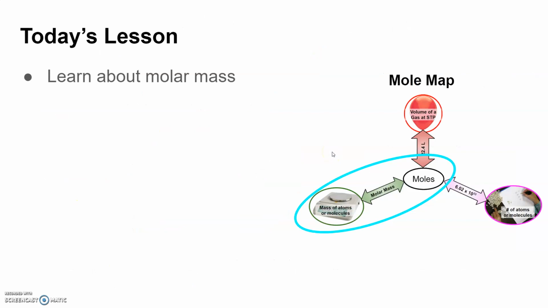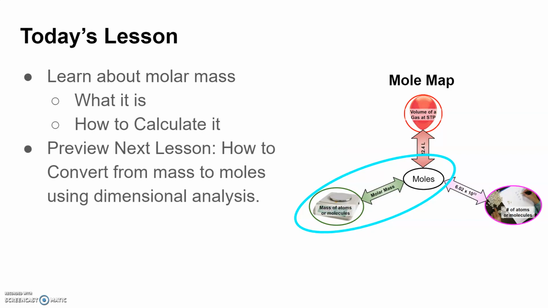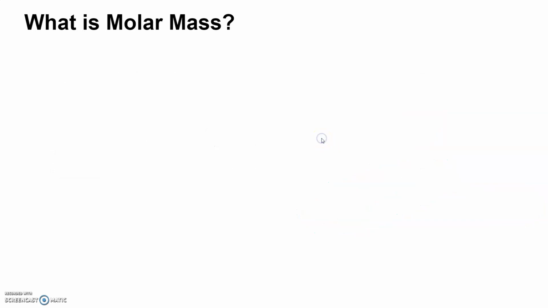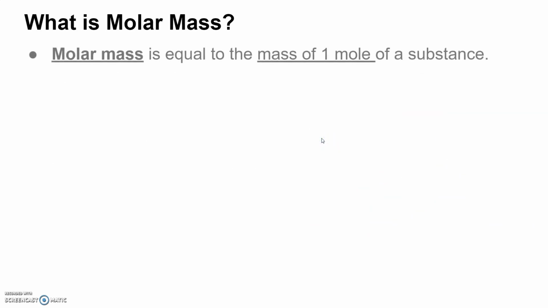So in today's lesson, we're going to learn about the molar mass, what it is, and how to calculate it. And then we're also going to preview next lesson, which is where we actually will do those conversions, converting from mass to moles, etc., using dimensional analysis. So let's talk about what a molar mass is. A molar mass is equal to the mass of 1 mole of a substance. And the unit for molar mass is grams per mole.